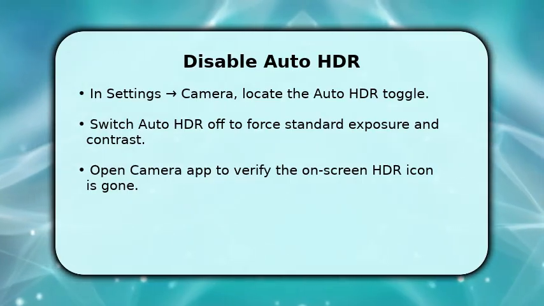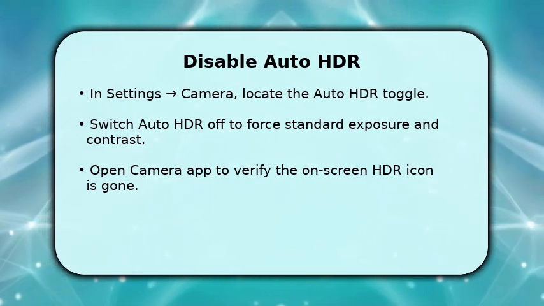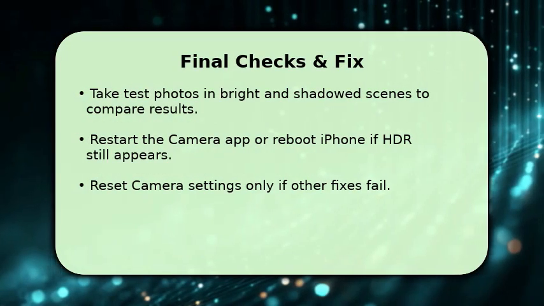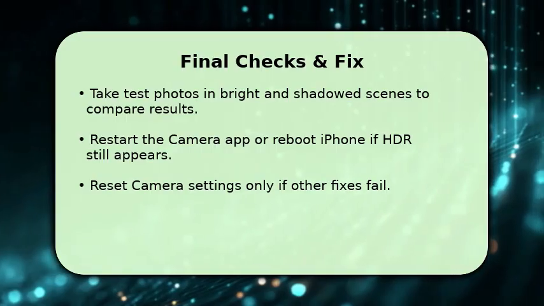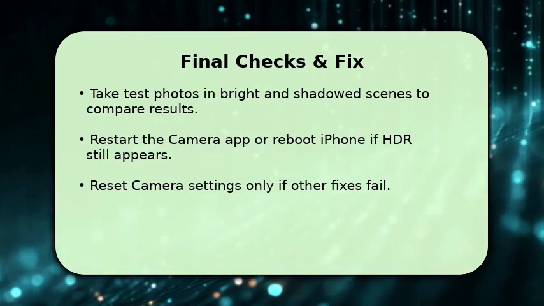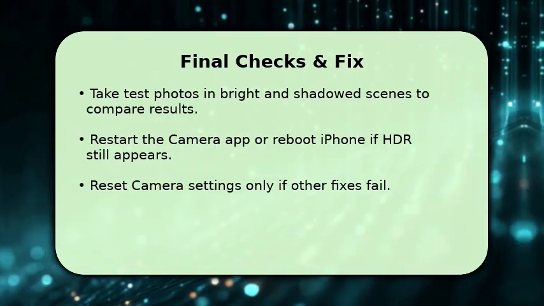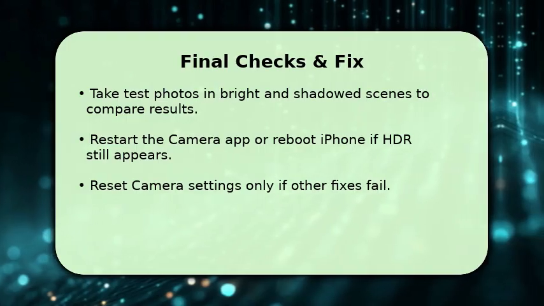Finish by taking several test photos in mixed lighting so you can confirm the change. Compare highlights and shadows to ensure HDR is off. If the HDR label or behavior persists, force close camera and reopen it, then reboot the iPhone.